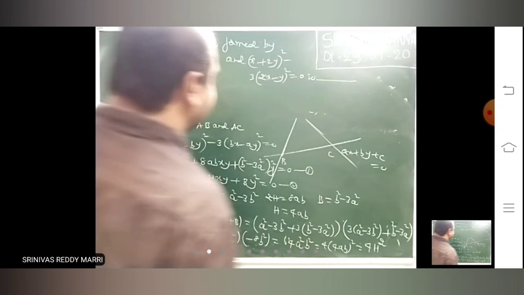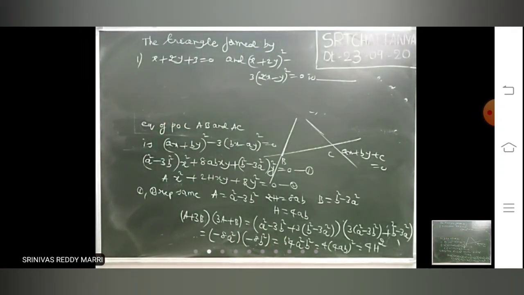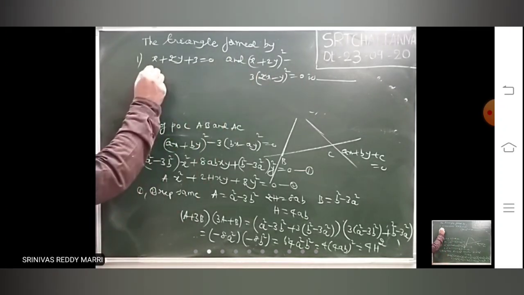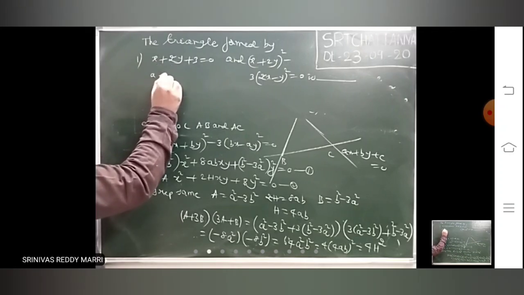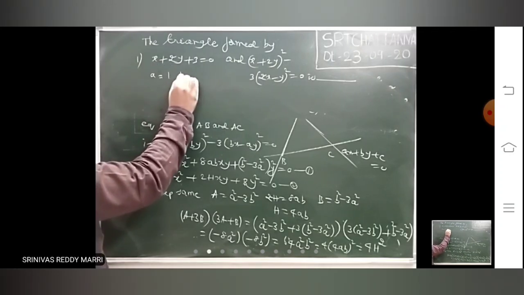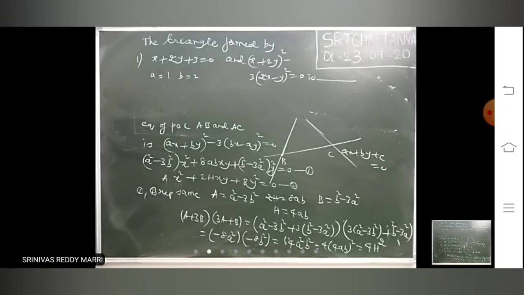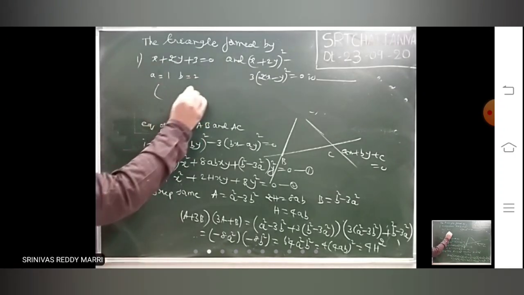Indirectly, he will give like this. Look at, he will give like this. The triangle formed by this is one line and these are two lines. C is dash. He will ask. So you can observe this is ax plus by plus c. A equal to 1, b equal to 2. Here this is ax plus by plus c. There what is there here?